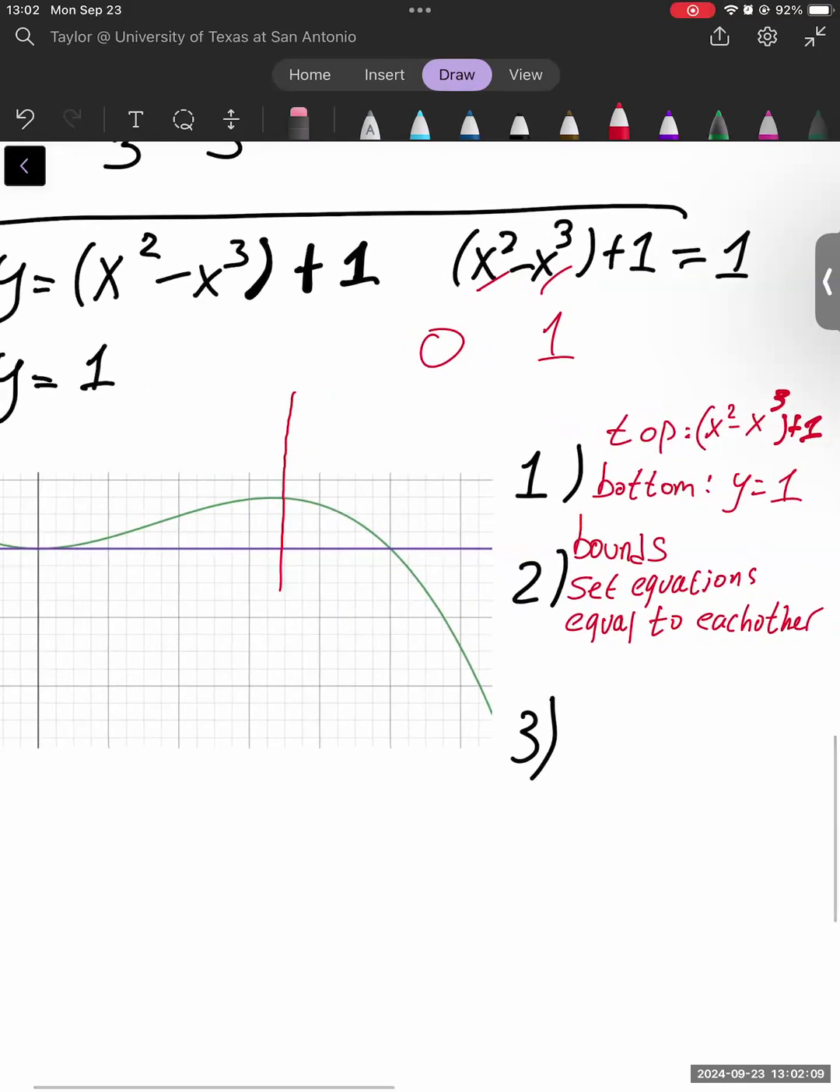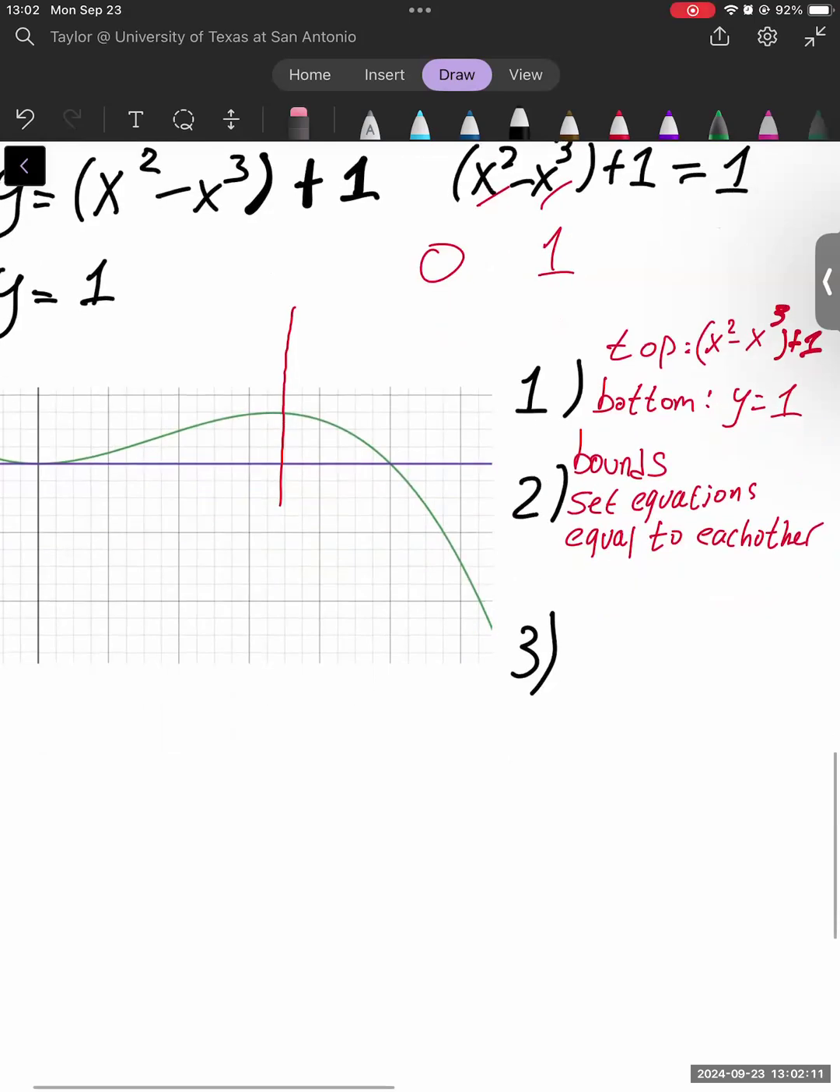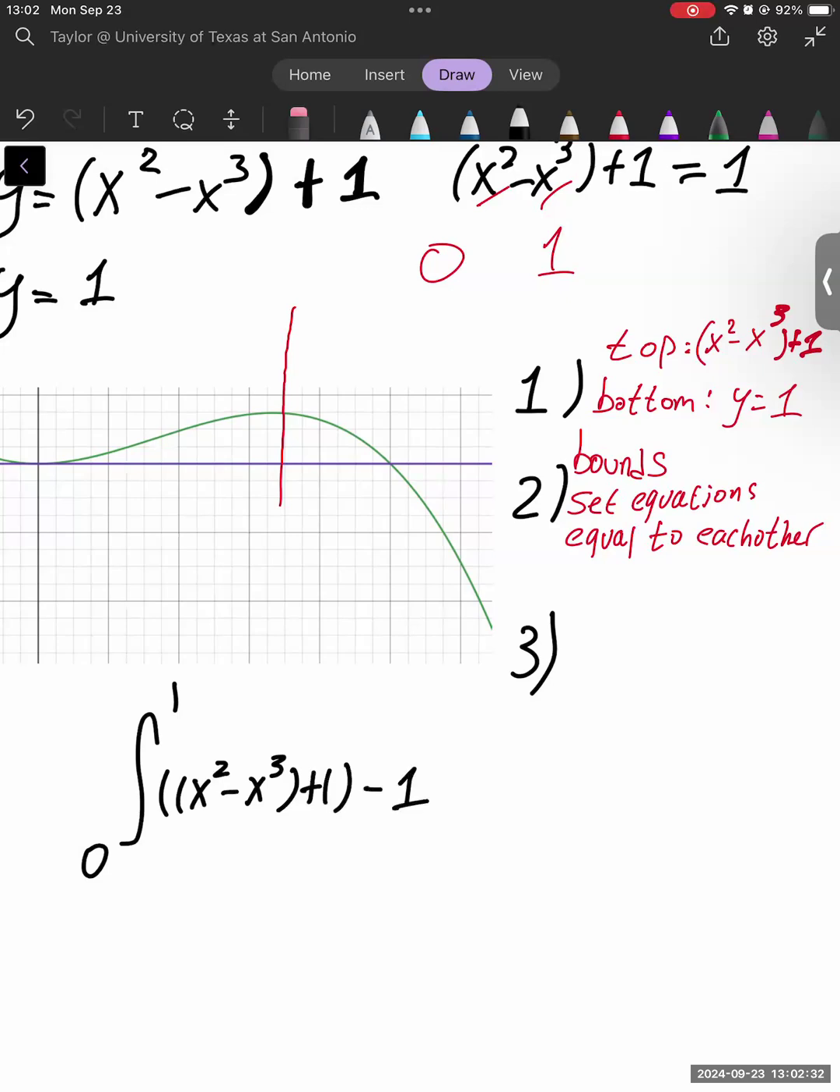Okay, so I'm going to go ahead and go through our steps here. We've already talked about our bounds, and we've already decided that it's x squared minus x cubed plus 1 minus 1, right? Because this is top, this is bottom. So then what is the next step? So I can include it in my list here.